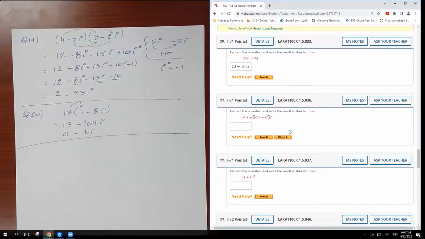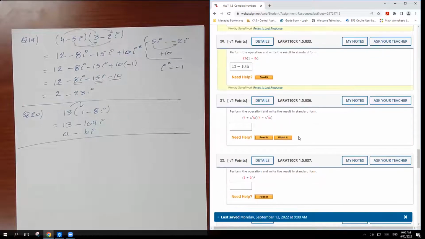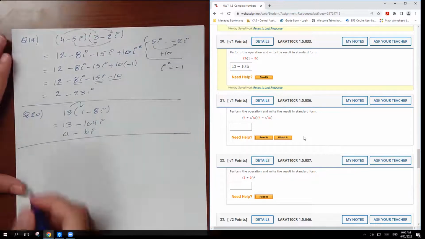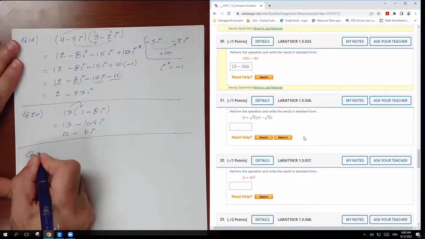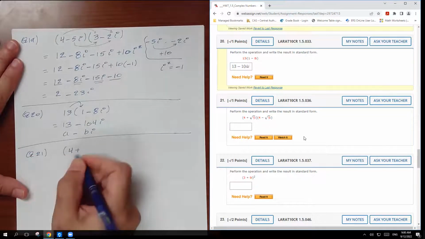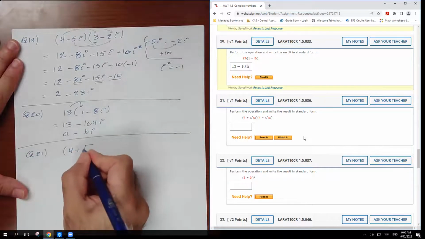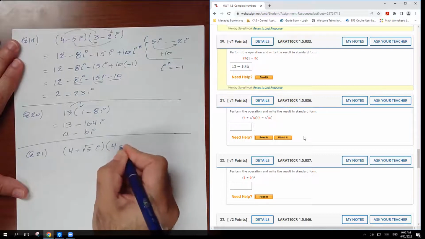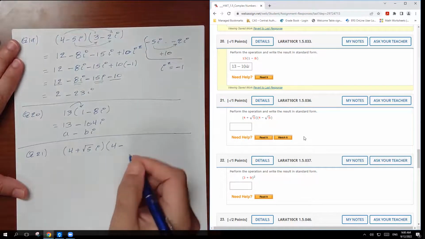The same thing with 21 and 22. 21 is multiplication between two parentheses, and these two parentheses are complex numbers. So be careful here, because you have a root with the i and a root with the i. So this example, question 21, you have 4 plus square root of 5 i, times 4 minus square root of 5 i.